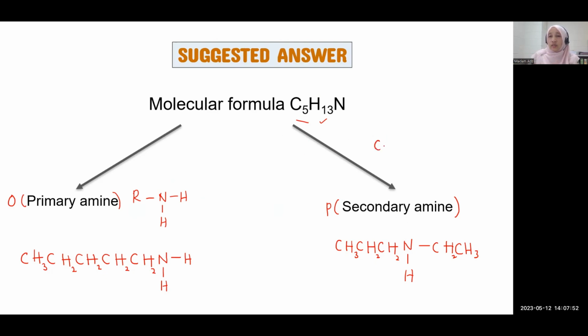Okay, so 1, 2, 3, 4, and then nitrogen, and then we have another carbon here. So this one is another structure that is possible to be drawn for this P molecule. Okay, so one alkyl group and then another one is this carbon is another alkyl group. So you have a secondary amine here. So 2 hydrogen, hydrogen, and hydrogen. Okay, so we have a second structure of a secondary amine.